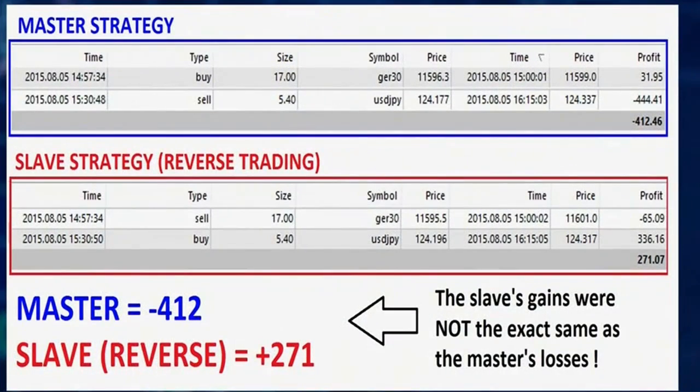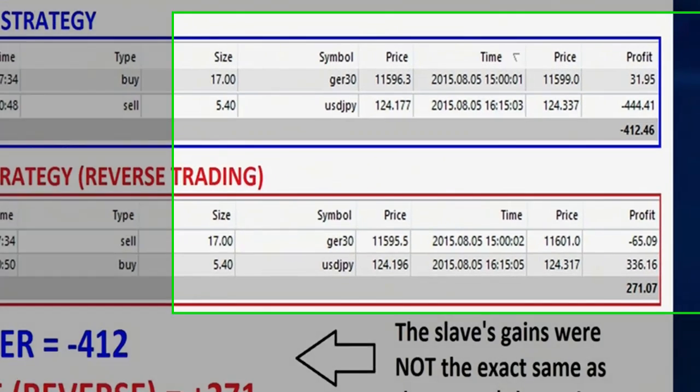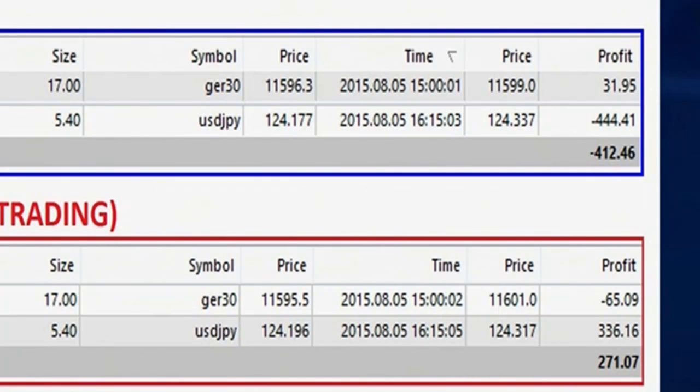So take a look at this. These are the actual results as produced by our algorithm. So we got the master algorithm, master strategy at the top, and we got the slave strategy, the reverse trading method at the bottom. And you will see there's two trades there, Germany 30 and dollar yen. Germany 30 on the master was a buy, and you can see on the reverse strategy was a sell. Exact same size, exact same time, everything done exactly the opposite.